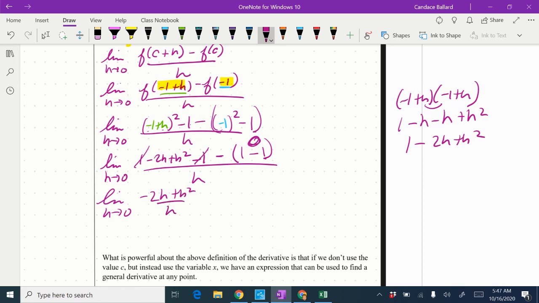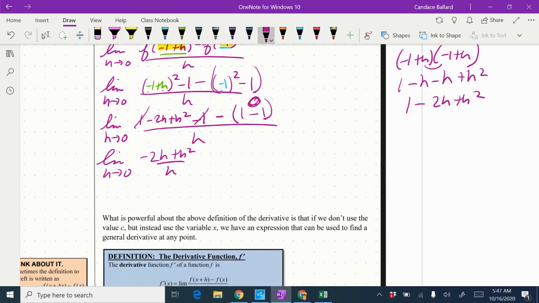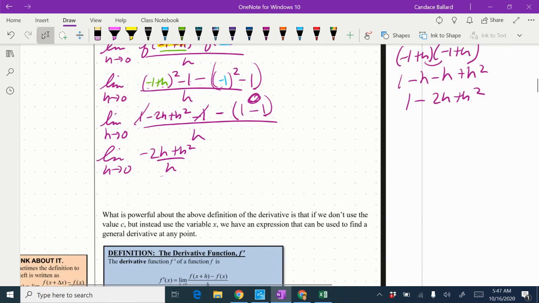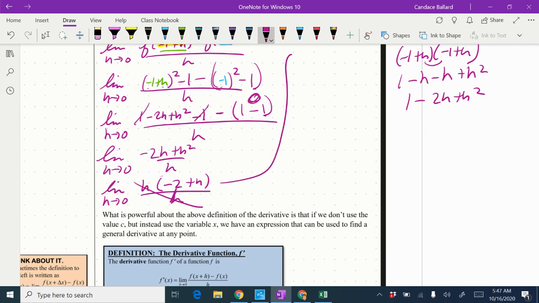And our ultimate goal is to get rid of that h in the denominator, because if I try to plug 0 in, I can't do that. So I'm going to factor out an h. So when I take an h out, I've got -2 plus h over h. So I notice that those cancel. So I'm now left with the limit as h approaches 0 of -2 plus h. Now I can use direct substitution for limits and plug a 0 in. So I get -2 plus 0, or a slope of -2.